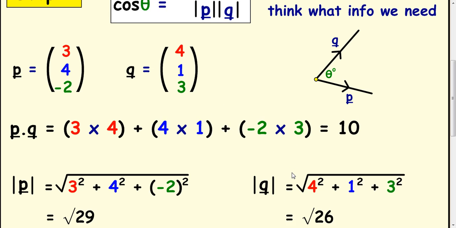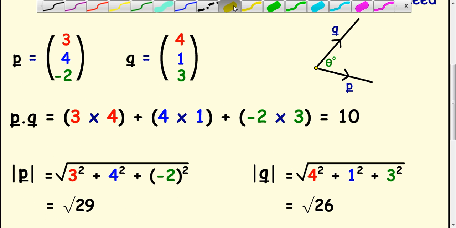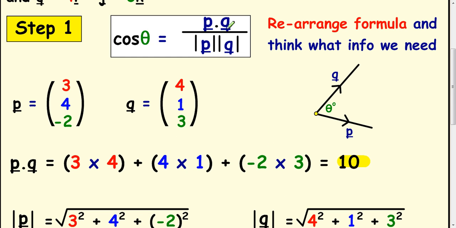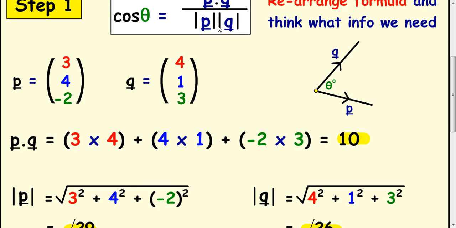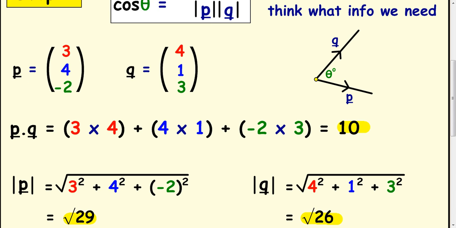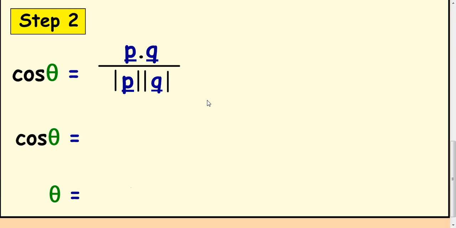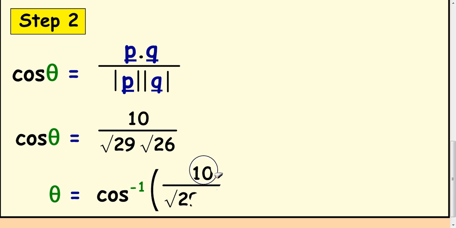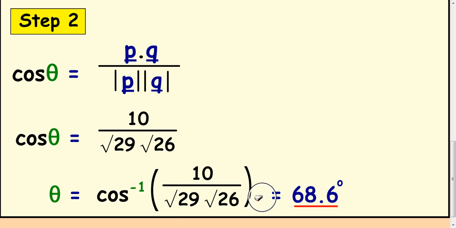And finally we have to take all the information we've calculated. The stuff we're looking at is this 10 and these two roots. And we're going to feed them into this formula. We've worked out the top bit's 10, and that's root 29 and root 26. So feed them in, 10, root 29 and root 26. And then to work out theta, you have to inverse cos all of this. Do the inverse operation, so 10 over root 29 and root 26. And if you put that into your calculator, you get 68.6.